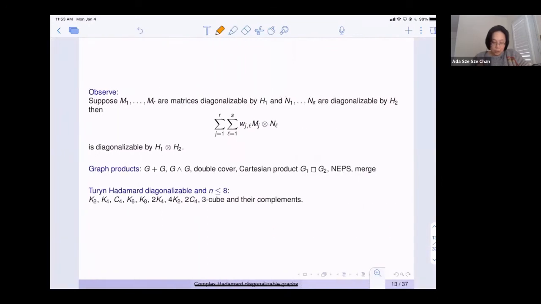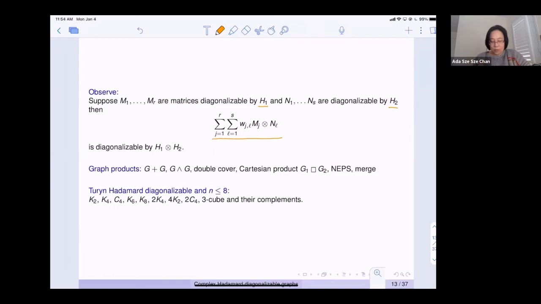Okay, so here's a quick observation. If I have a bunch of matrices, the M matrices, that are diagonalizable by a complex Hadamard matrix H1, and another bunch of matrices, the N matrices, that are diagonalizable by another complex Hadamard matrix H2, then basically the tensor products are diagonalizable by H1 tensor H2, and so is any linear combination of the tensor products.